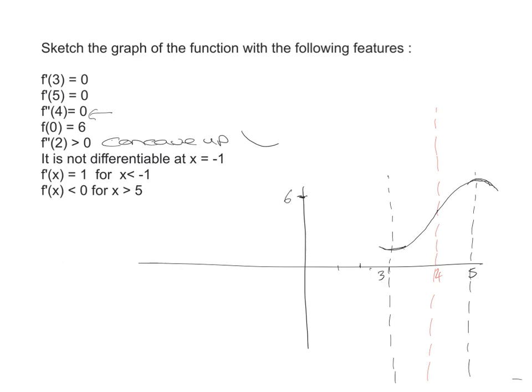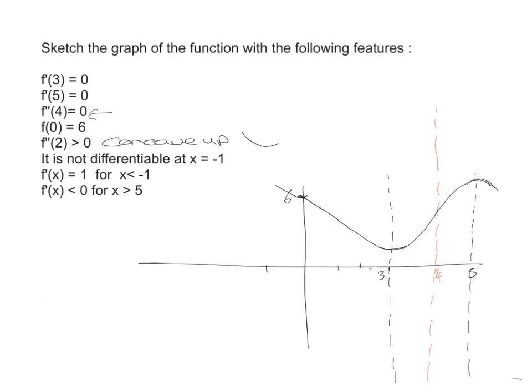So what else do we know? We already know that it goes through 6, so that fits with it being concave up. But we know at x = -1, it's not differentiable. So that could be for two reasons. It could be an asymptote, or it could be a sudden change of gradient. What else does it tell us here, though?